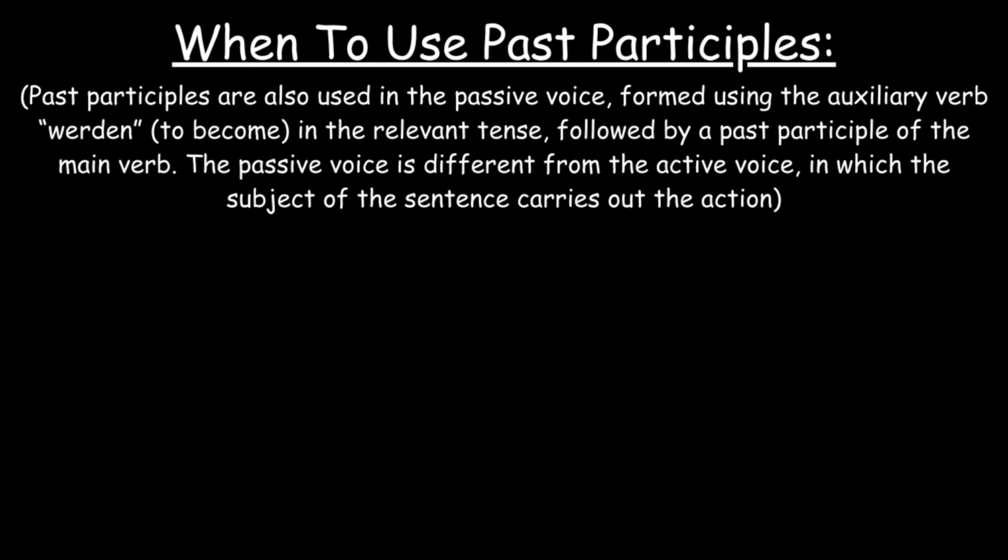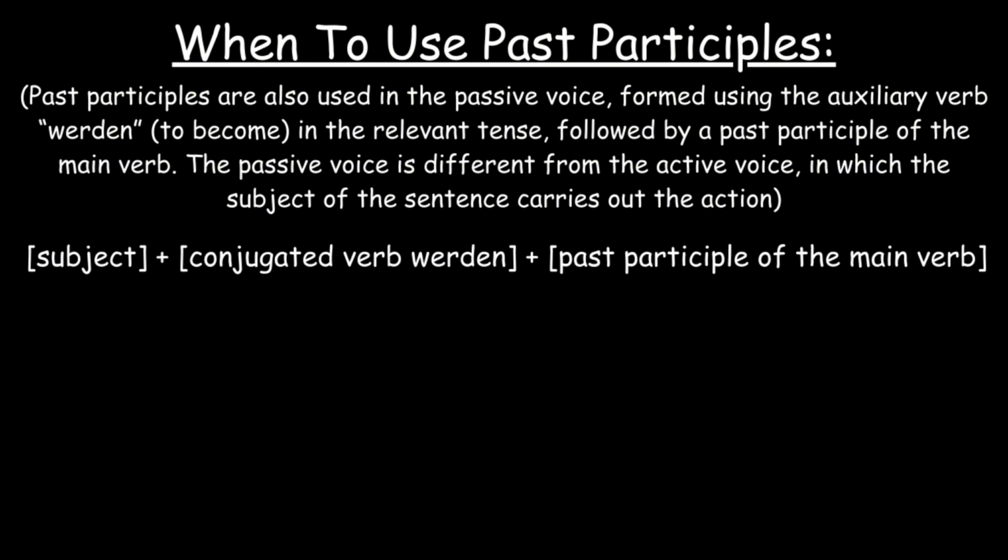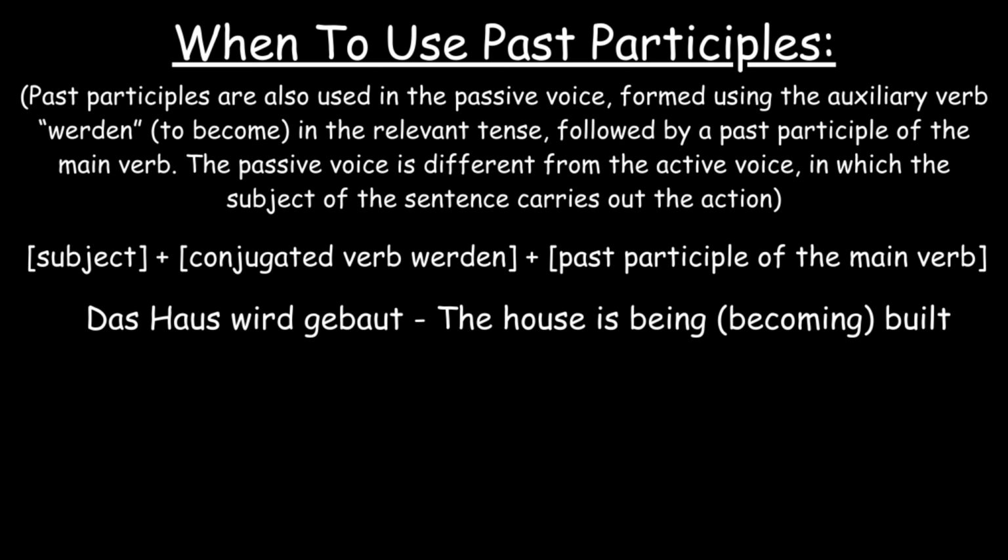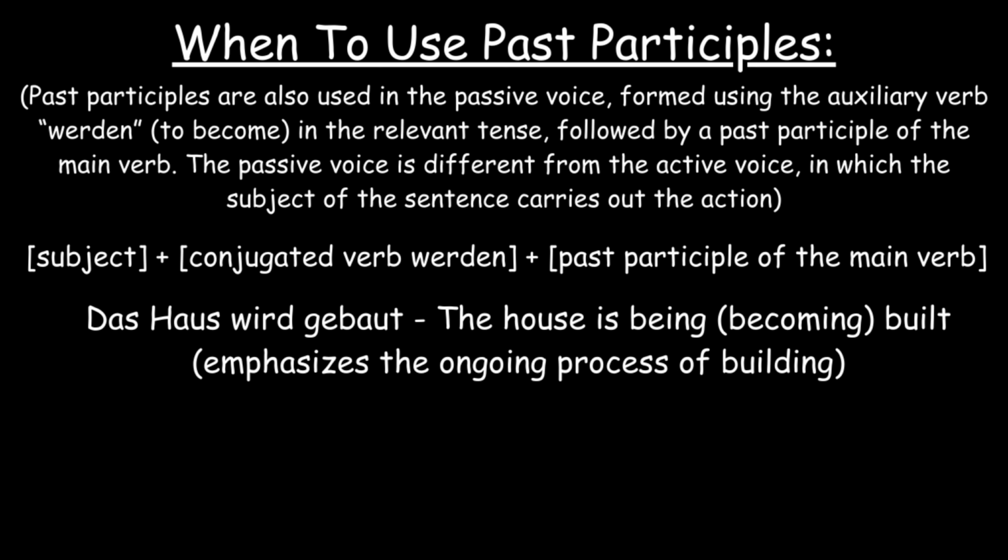To form the German passive voice, the auxiliary verb werden joins a past participle of a second verb using the following pattern: a subject, a conjugated verb werden, and a past participle of the main verb. An example of that can be Das Haus wird gebaut. This sentence emphasizes the ongoing process of building.